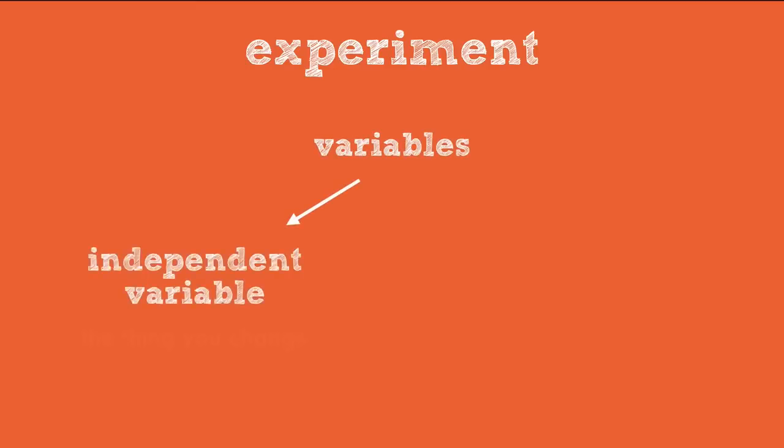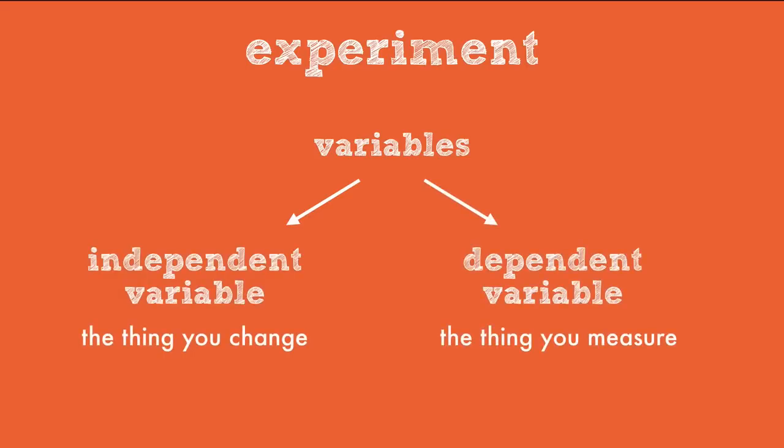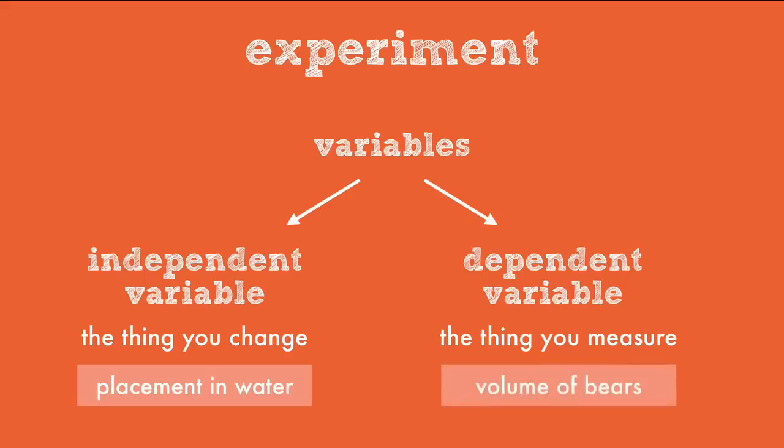Once you know what types of data you're going to collect, you can define the variables in your experiment. There is the independent variable, which is the thing you change to see how it affects your dependent variable, which is the thing you measure. So in the gummy bear example, the change in the experiment is that the gummy bears are being placed in water. The dependent variable is the volume of the gummy bear, which is measured before and after it's soaked in the water.